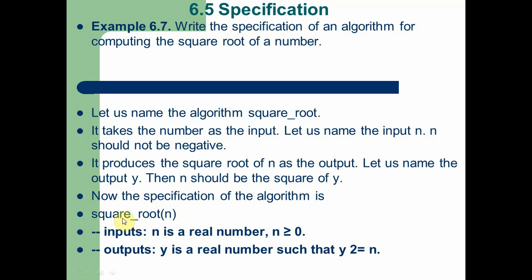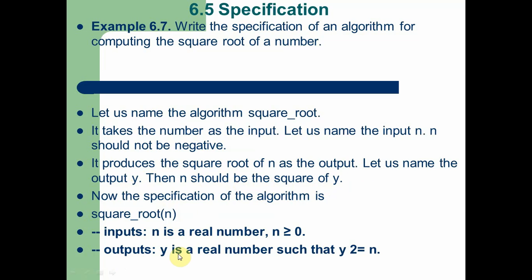So here we mention square underscore root of n. It is the name of the algorithm. Here we mention the second step, where we mention the property of the input, that is n, which we take as input. So we are going to find the square root of the number n. Now we are going to find the relationship between the input and output. So consider y as the output. What is the relationship between y and n? Here you can see it produces the square root of n as the output. Let us name the output y, then n should be the square of y.